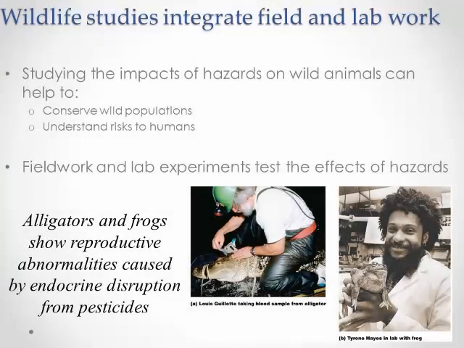Environmental toxicologists seek to understand the effects of toxicants and toxins on organisms in their natural environment. The efforts of these scientists can help conserve wild populations and shed light on the risks certain compounds pose to human health. Both fieldwork and lab studies are used in environmental toxicology and wildlife studies. For example, the picture on the left shows a famous wildlife toxicologist, Louis Guillette, taking blood samples from an alligator in a Florida lake. Dr. Guillette was comparing the blood of alligators that lived in lakes that received agricultural runoff to alligators that lived in lakes that did not.